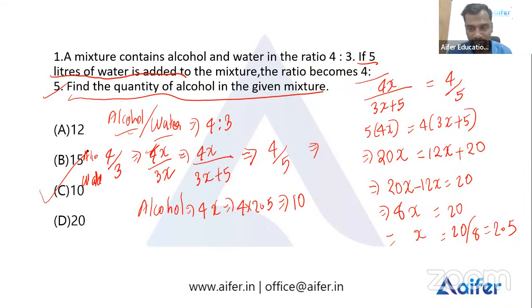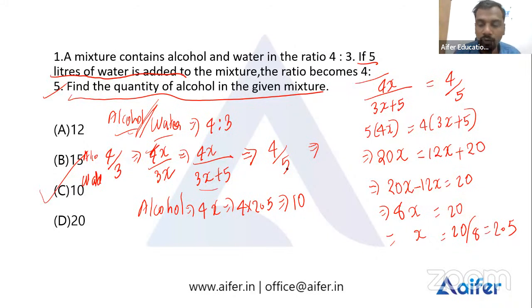In this particular question, the given ratio of alcohol by water is 4:3. So we have 4/3, and we change it to 4x by 3x. Then we'll be adding 5 liters of water, so only to the denominator part we are adding 5. So 4x by 3x plus 5 is equal to 4/5.